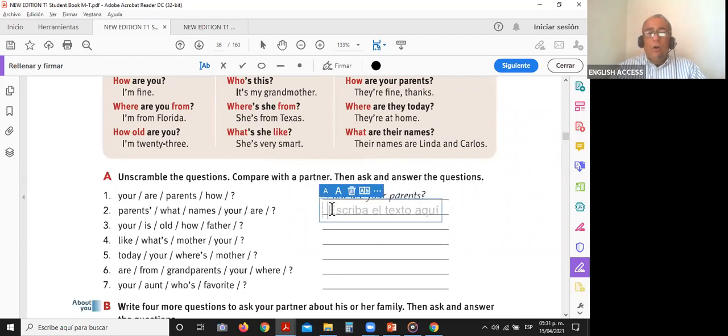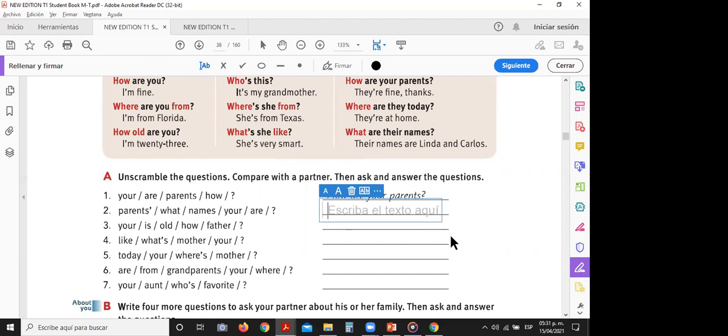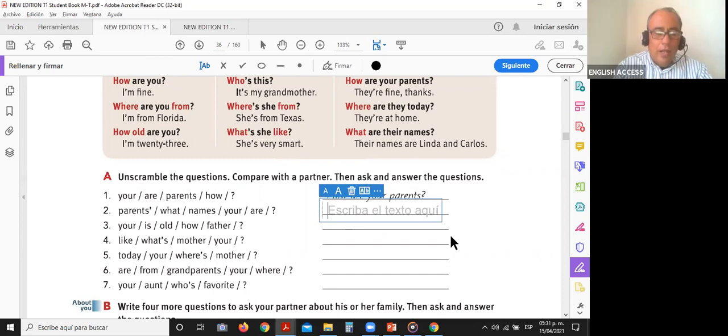What is the correct order for number 2? Please help me. What are your parents' names? Exactly. What are your parents' names? I don't know. I'm not writing something. Okay. Your parents' names. My computer is kind of slow.